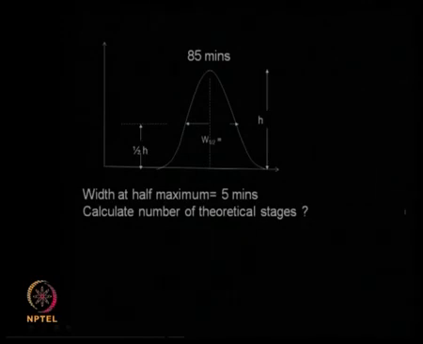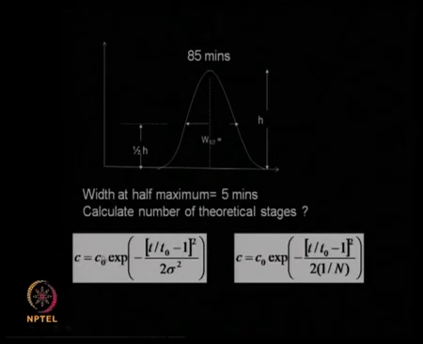So, how do you do this? Think, how do you do this problem? We need to use the C equation. So, we can use this particular equation: C is equal to C naught exponent minus T by T naught minus 1, whole square, divided by 2 sigma square.